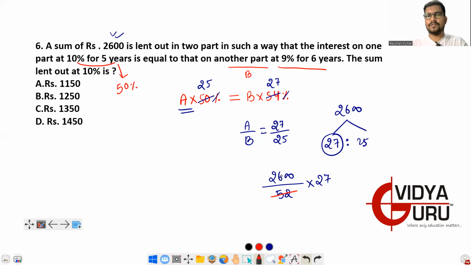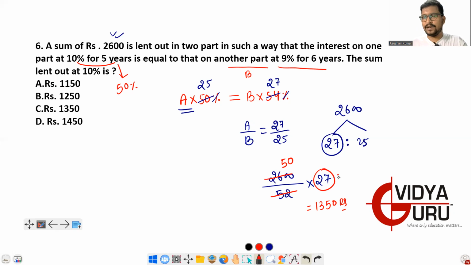See, 52 into 5, it will be equal to 260. 50 into 27, it will be equal to 1350 rupees. See, and if you don't have much time, so simply you can see here, we have the answer should be that should be multiple of 9.